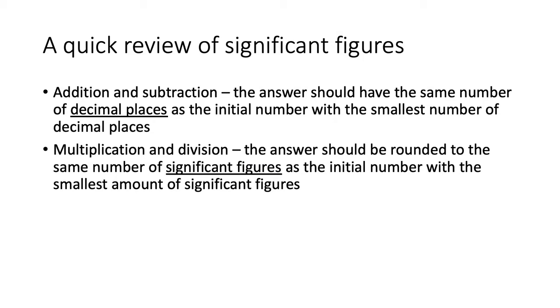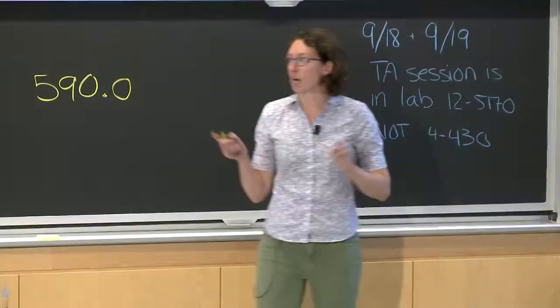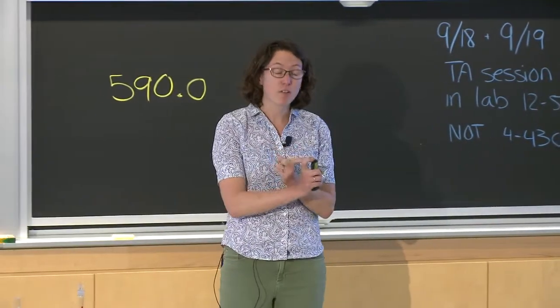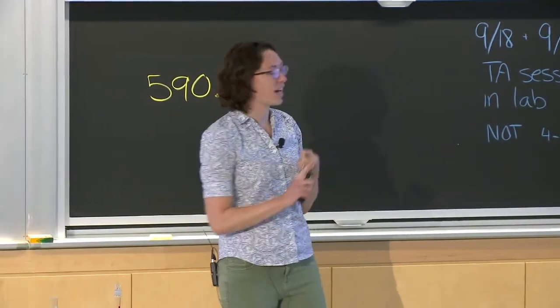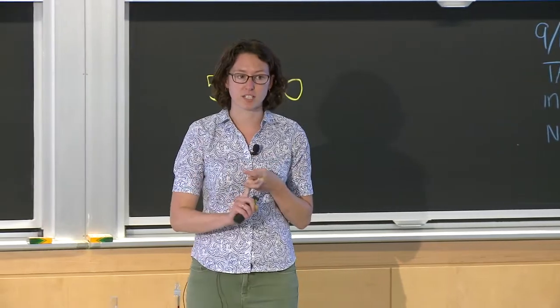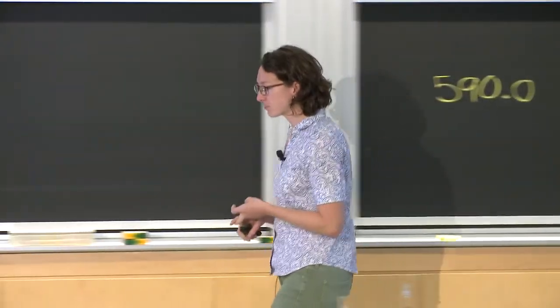When you're doing math with significant figures, if you're adding and subtracting, then your final answer should have the same number of decimal places as the number you started with that has the smallest number of decimal places. When you are multiplying and dividing, the answer should be rounded to the same number of significant figures as the number you started with that has the least number of significant figures. So when you are multiplying and dividing, you want to count up your sig figs, and when you are adding and subtracting, then you pay attention to your decimal places.